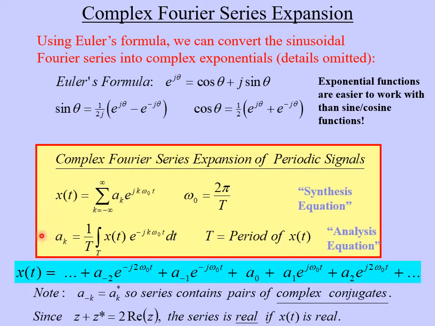The other equation here that's just as important is called the analysis equation, and it is the way you can determine what these coefficients a sub k are. So a sub k, the coefficients, are given by 1 over the period times the integral over 1 period of the signal x of t multiplied by e to the minus jk omega naught t, and this is integrated over time. And again, T is the period of our signal. So a lot of the problems involve, you're given some signal x of t and you want to find out what is the complex Fourier series expansion of this signal. Well, we have to calculate the coefficients a sub k by using this integral. And we'll do a few examples coming up shortly.